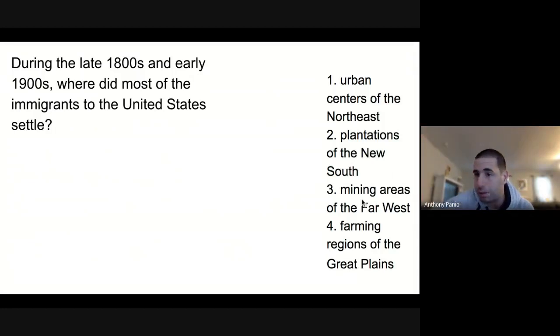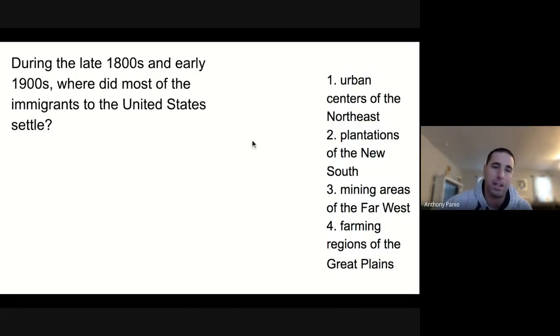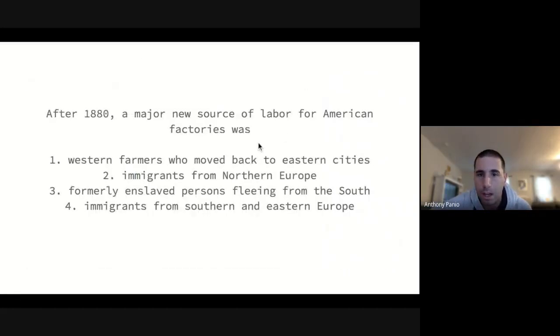So you could definitely take away the far west. You could definitely take out the Great Plains. So it really just leaves 1 or 2. And we know they're not going to farms. They're going to factories. So 1 is the best answer. So very nice job. After 1880, a major new source of labor for American factories was what?